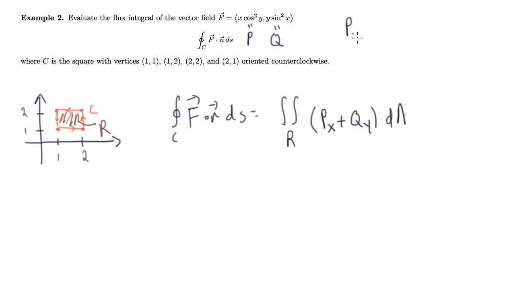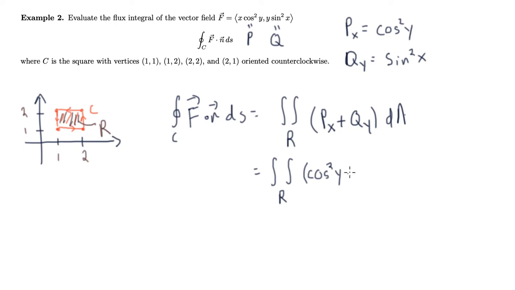What is p_x? It's going to be cosine squared y. And then what is q_y? That's going to be sine squared x. Okay? So then what is this equal to? It's equal to the double integral over this region of cosine squared y plus sine squared x dA.